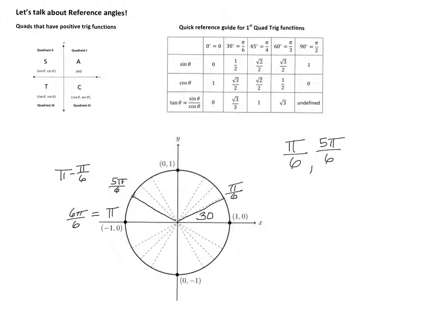Okay, that's this angle. This is quadrant 2. The quick way I remember is if the angle is over 6 in quadrant 2, the numerator is just 1 less, 5 pi over 6.